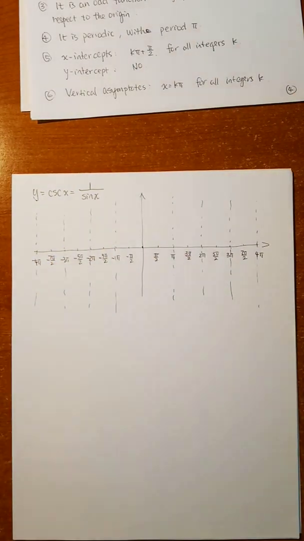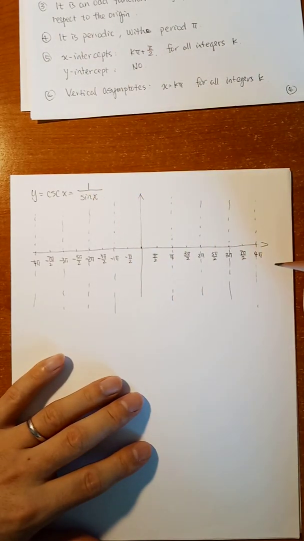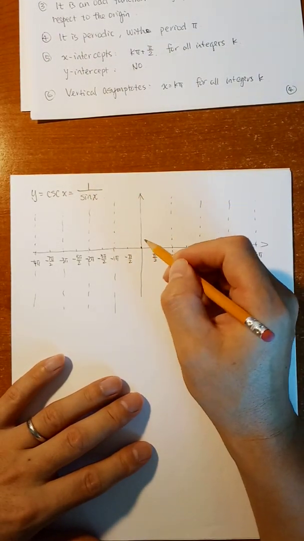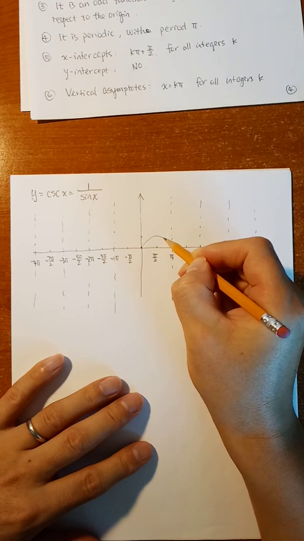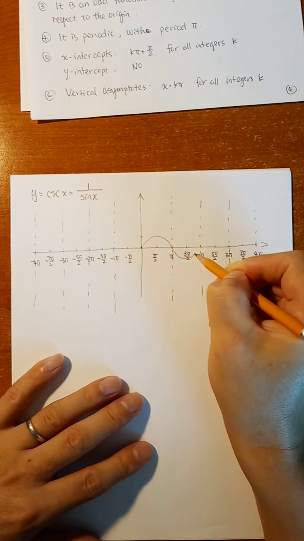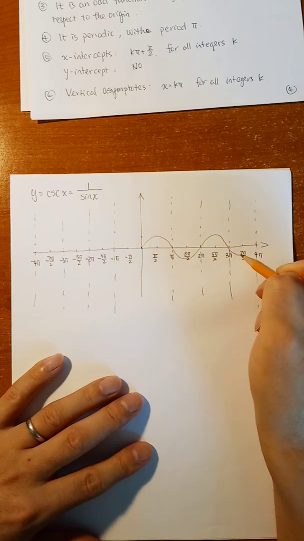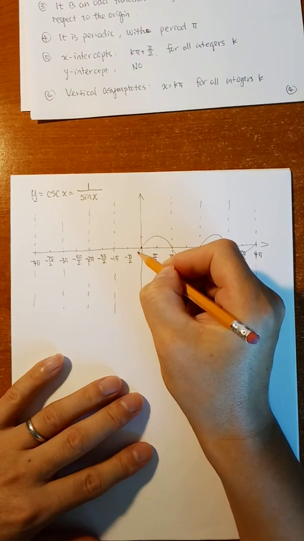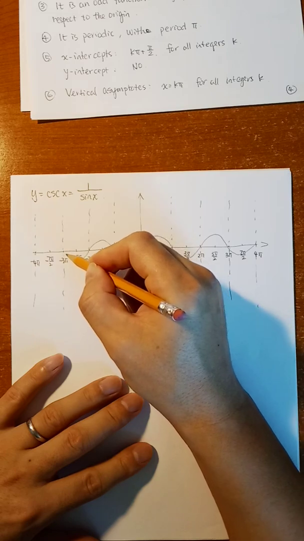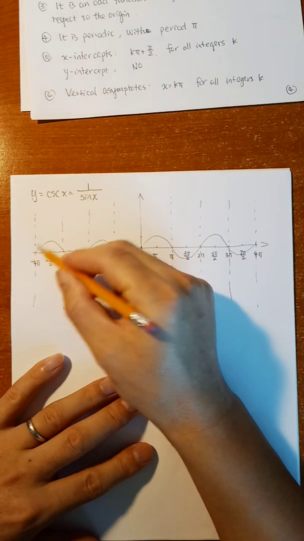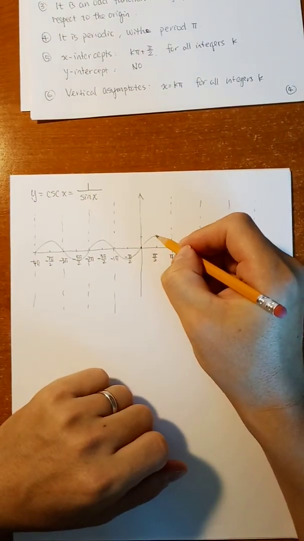Okay? And then let's check how we sketch the graph of cosecant. It is the reciprocal of sine. Let's first get the sine function. Okay, this is a sine function. When you flip it, you get the reciprocal. For example, 1 is still 1.